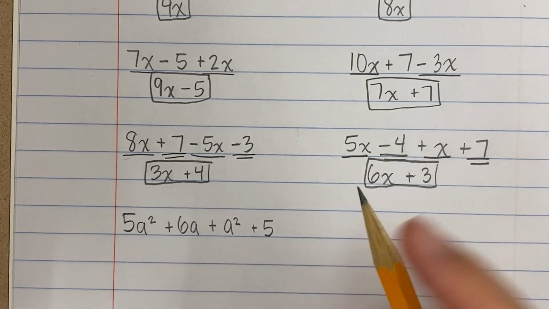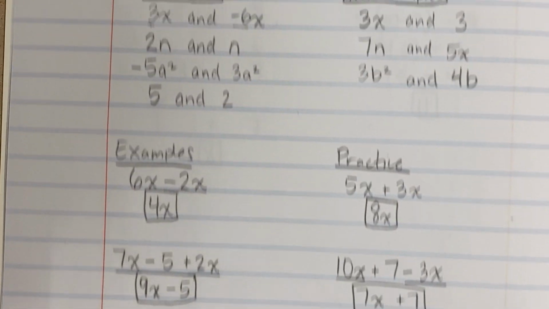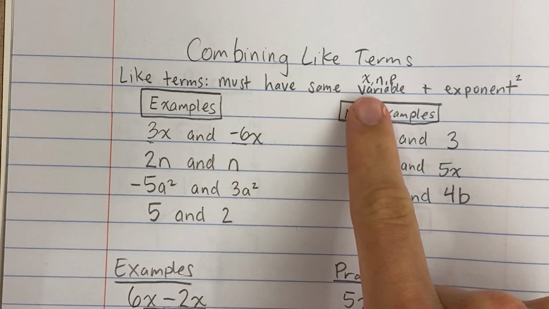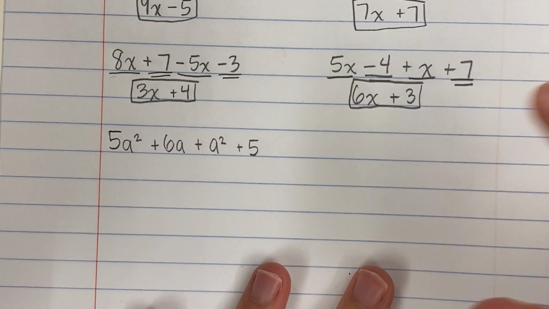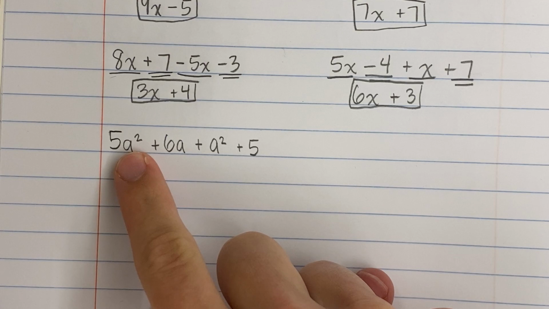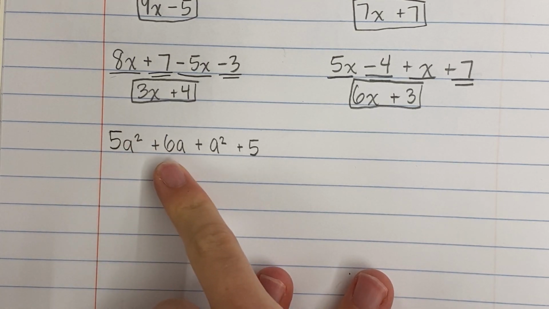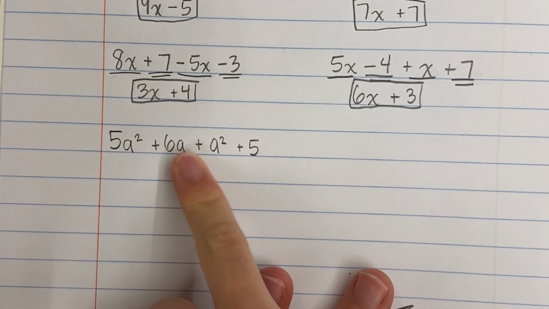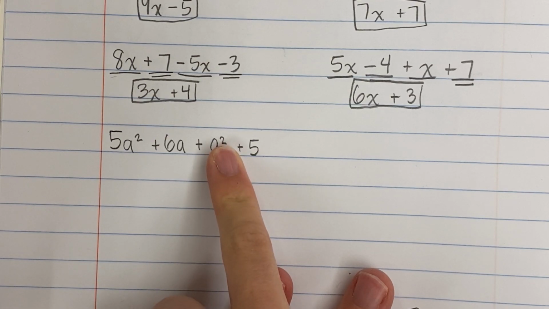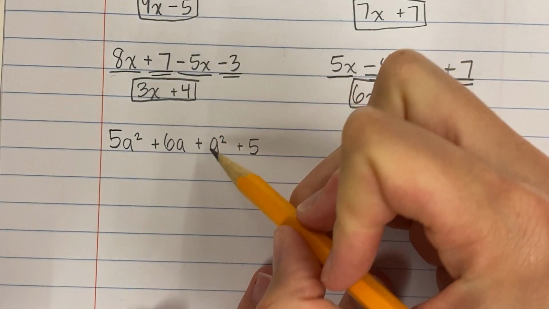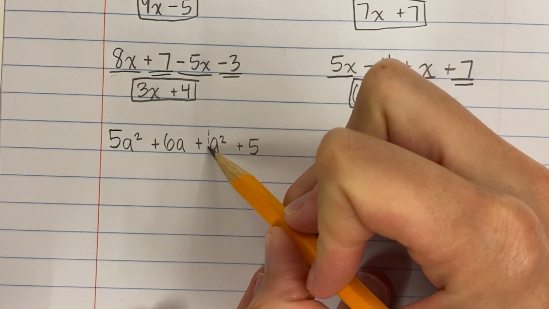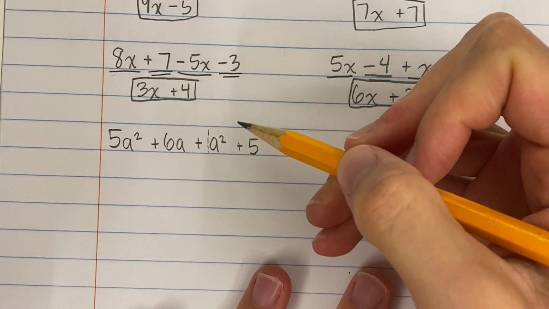So I am now looking for like terms, and I have to remember that like terms have the same variable and the same exponent. So I notice here, this has a variable a and an exponent of 2. This has a variable of a and no exponent. This has a variable of a and an exponent of 2, and this has no variable and no exponent. Okay, I can also observe that this is a 1a squared. Feel free to just write it in.